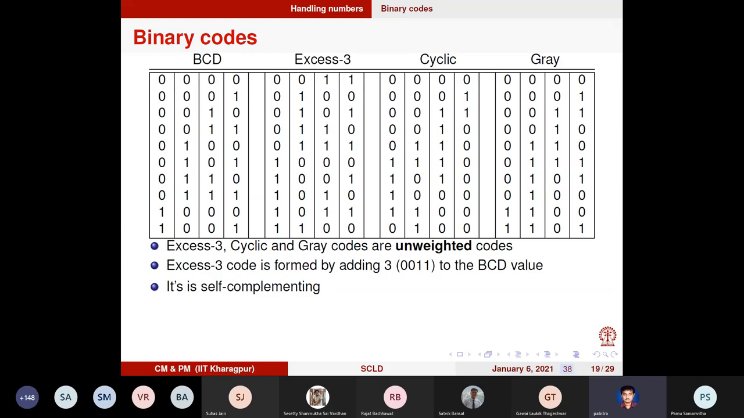Okay. Why are you looking for this property? That is, between two successive decimal numbers, the Hamming distance is just 1, not more than that. Anybody any suggestion? Why is this a good property? Yeah. To reduce errors. During switching, it will take less time for changing one number to another. Exactly. So both these are actually correct reasons.